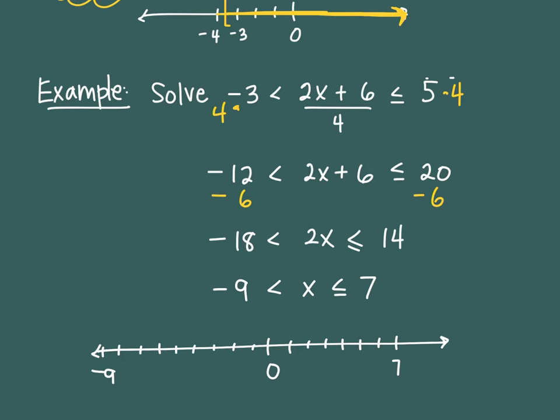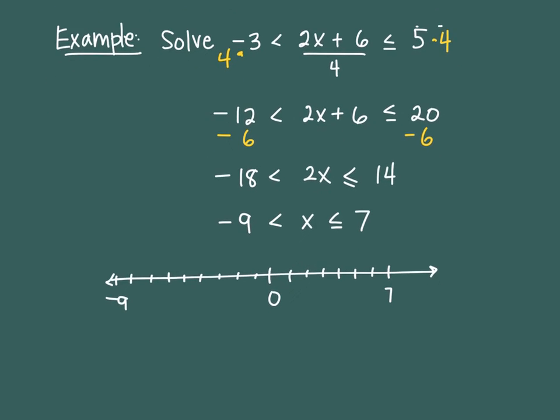Now you may either use open or closed circles, or you may use parentheses or brackets. It doesn't matter to me. If you're going to use parentheses, you would do a parenthesis on the 9 and a bracket on the 7, and then shade in between. If you're going to use open or closed circles, you would do an open circle on the 9 and a closed circle on the 7. Either way, both are legitimate and viable answers, so I don't have a preference, whatever you like to do.